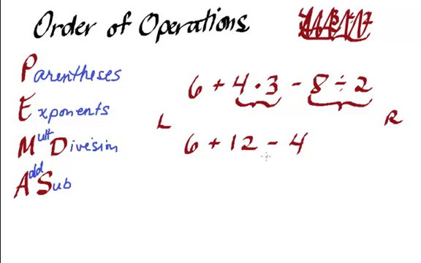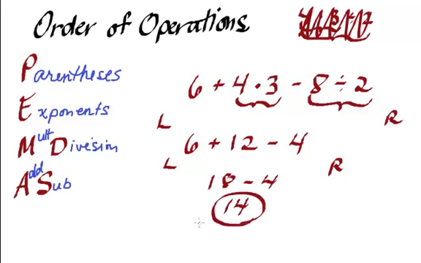Now we have our addition and subtraction, and when we are down to addition and subtraction, we're going to go in order from left to right again. So you've got to do 6 plus 12 first, which is 18, minus 4. That gives us 14 for our final answer.